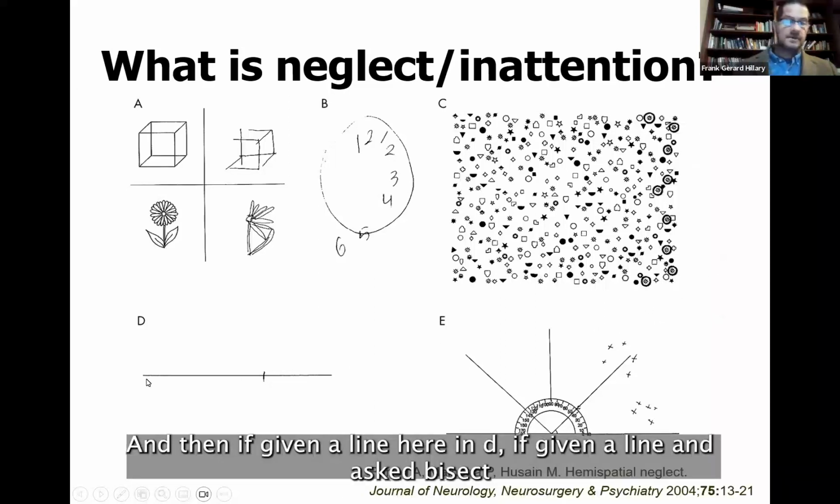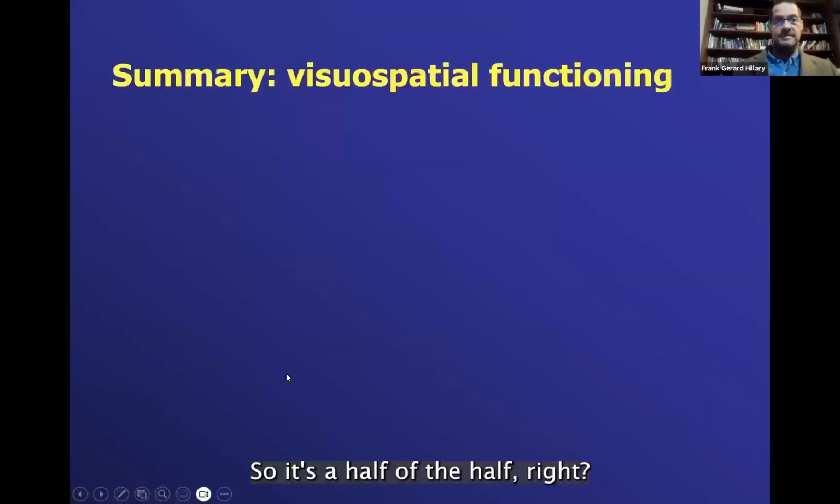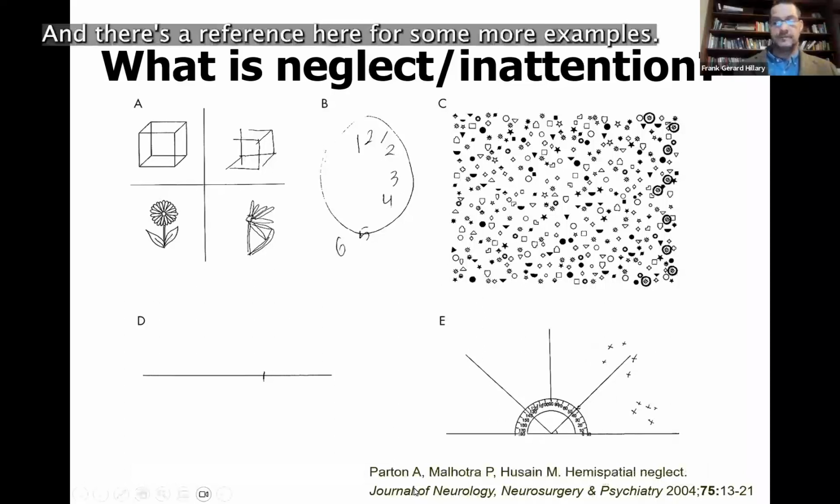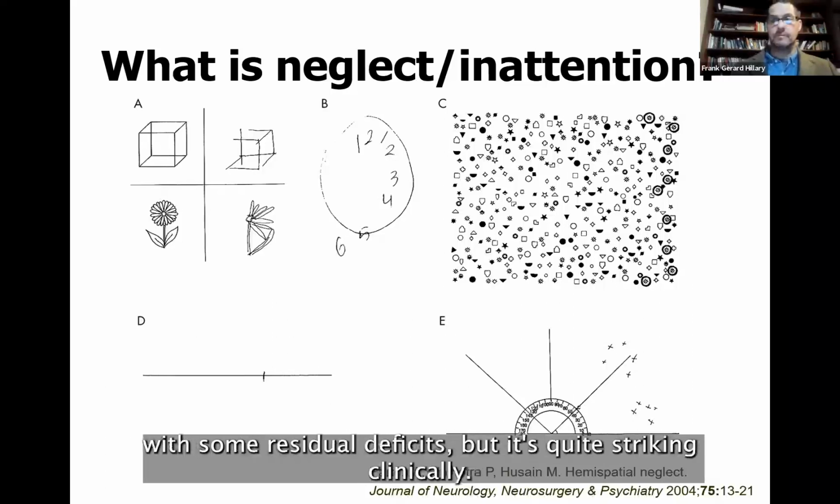And then if given a line here in D, if given a line and asked to bisect that right in the middle, well, you'll typically see it's bisected at about a quarter. So it's a half of a half, right? Because the rest of the stimulus is not appreciated. And so on. And there's a reference here for some more examples. Visual spatial neglect is treatable, and it is often not permanent with some residual deficits, but it's quite striking clinically.